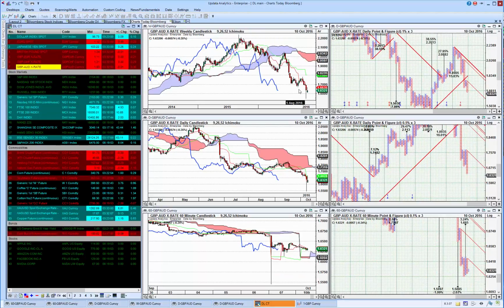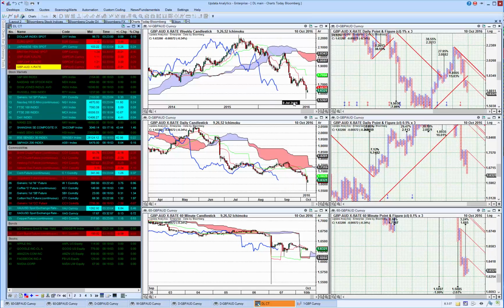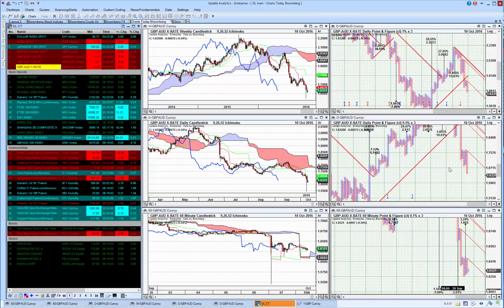If we look at the Aussie rate, just to highlight sterling against other currencies, we see here as much as 2.7% downside as well. So really a very bearish picture still for sterling.